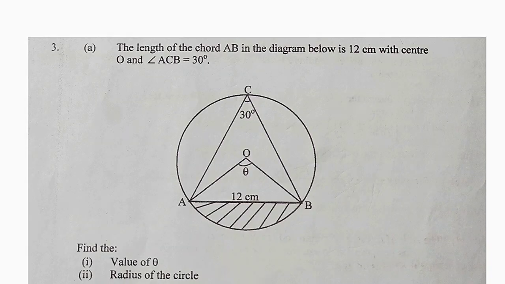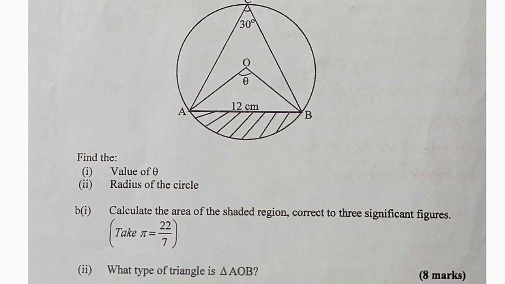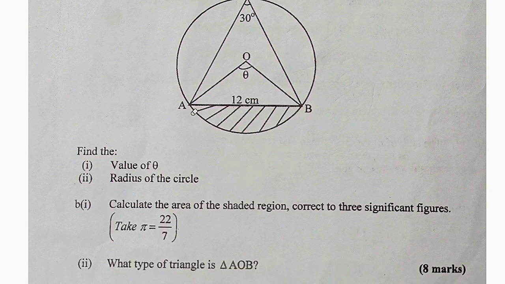Now let us move on to question number 3. It reads: the length of the chord AB, which you can see here in the diagram below, is 12 cm, with the center of this circle as O. Angle ACB is 30 degrees. ACB is this one. We're asked to find the value of theta, this particular angle. We're also asked to find the radius of the circle. A to O is a radius, B to O is also a radius.